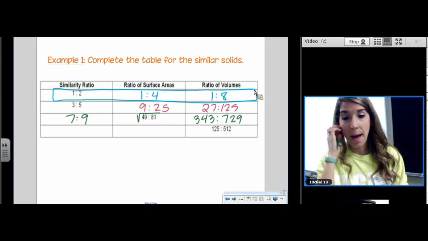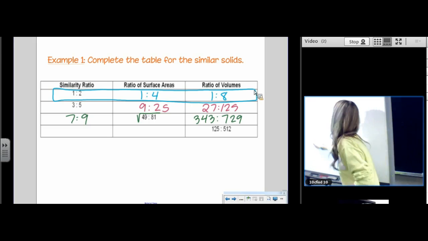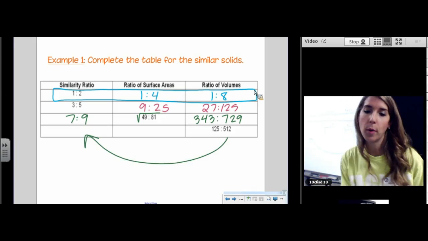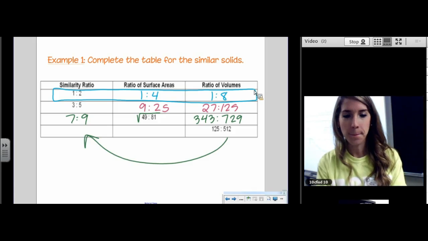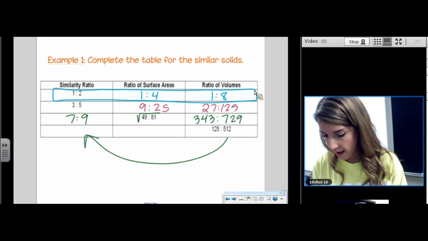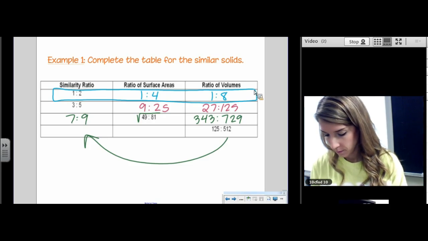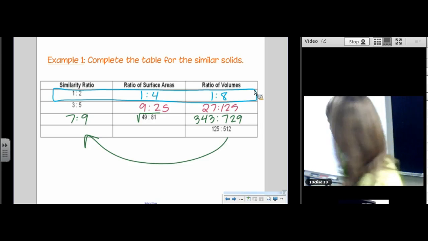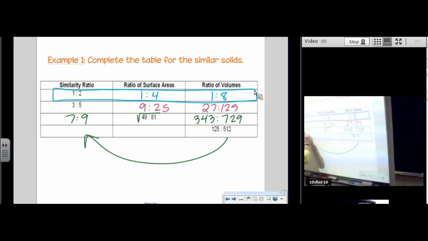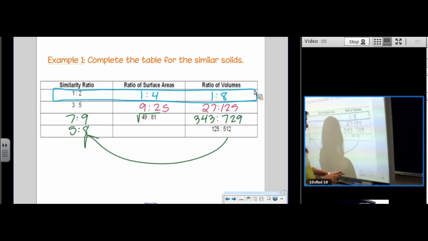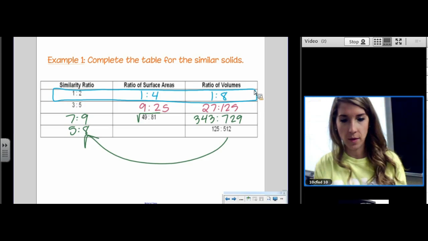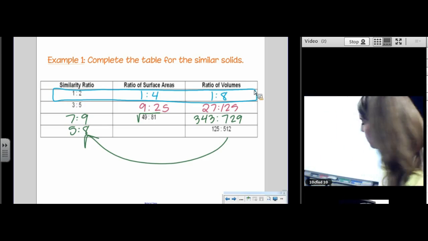And how do we go backwards from volume? How do we go from volume to perimeter? Remember the buttons to press? Math 4. Cube root. Very good. So math 4. Cube root of 125 is 5. Cube root of 512 is 8. Moving on.